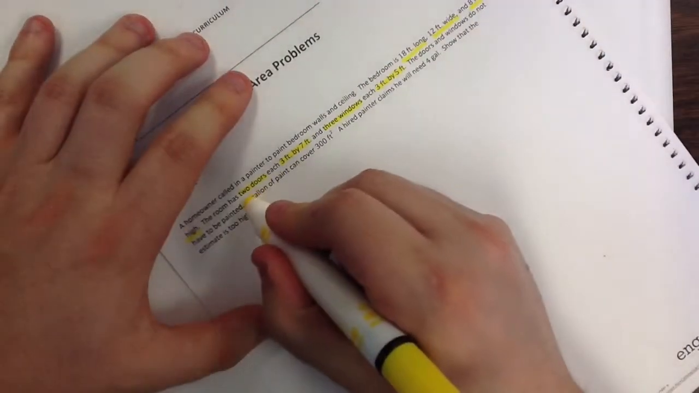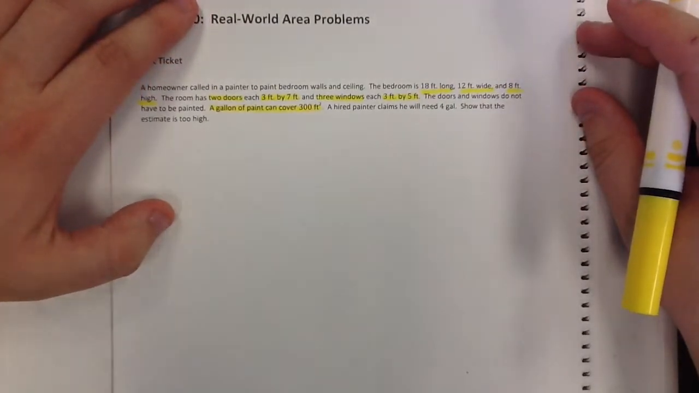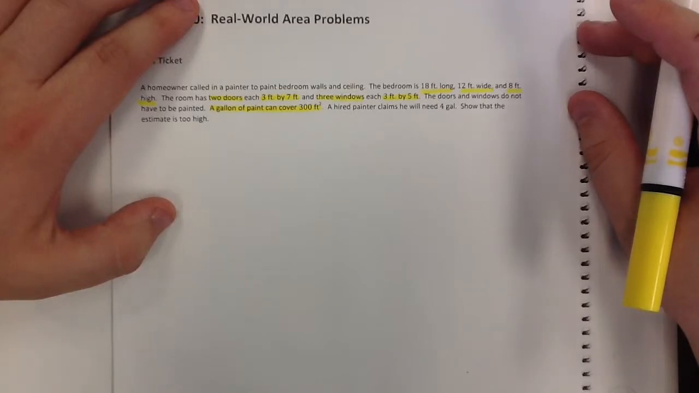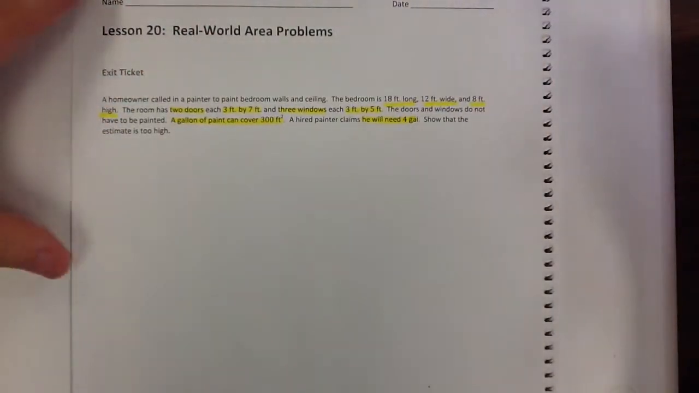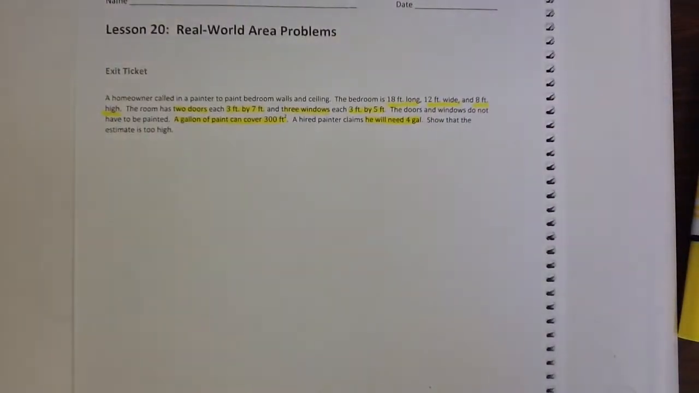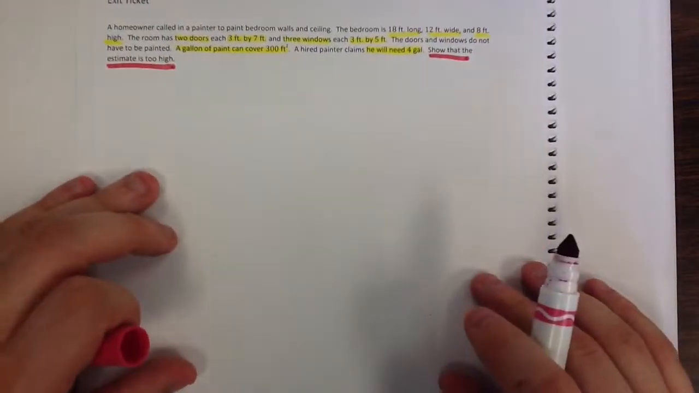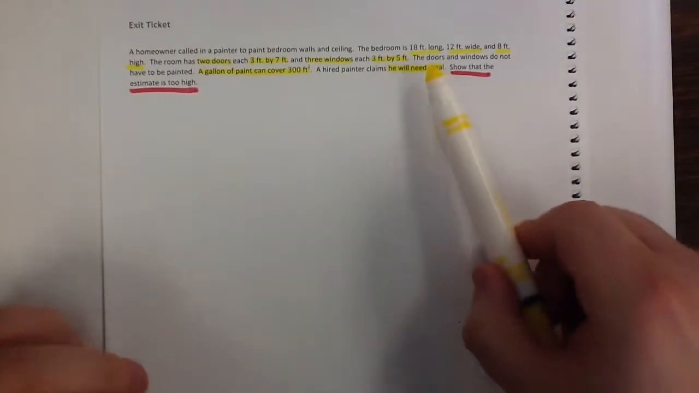A gallon of paint can cover 300 square feet of area. A hired painter claims he will need 4 gallons. We need to show that the estimate is too high. That's our goal here. He must not need 4 gallons, he's going to need less. So we have to figure out how many gallons he actually needs and how much less than 4 it is.